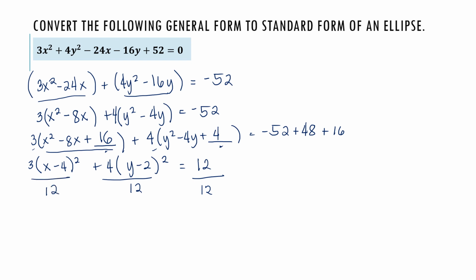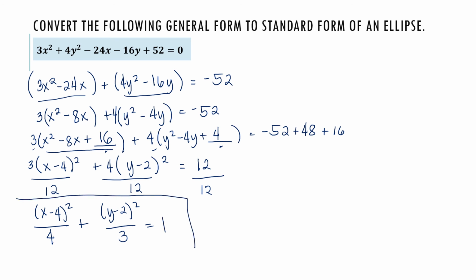Yan. Lowest term natin, 3 over 12. This is 1/4. So, x minus 4 squared over 4. Lowest term, 4 over 12. Okay, 1/3 naman siya. So, y minus 2 squared over 3. And 12 divided by 12 is 1. And this is our standard form.